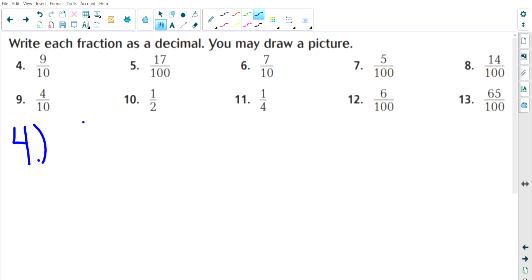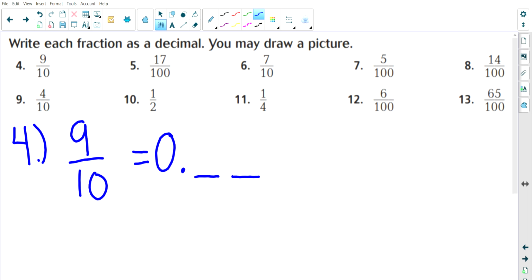So for number 4, I have 9 tenths. I need to write that as a decimal. As a decimal, 9 tenths, I can tell, first of all, I have no holes. So I need to write a 0 in the ones place, then a decimal point. Then I need to think, am I writing tenths or hundredths? I can see that the fraction is out of tenths, so I know that my digit in the numerator needs to come in the tenths place. So 9 tenths is the same thing as saying 0.9.